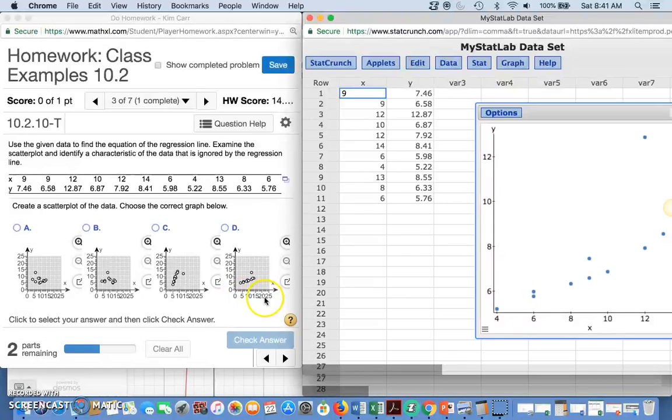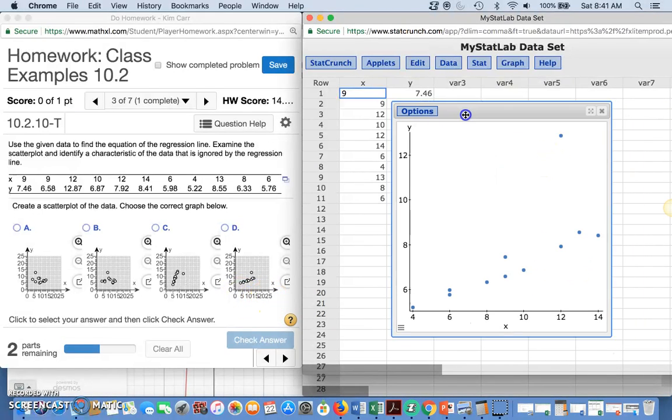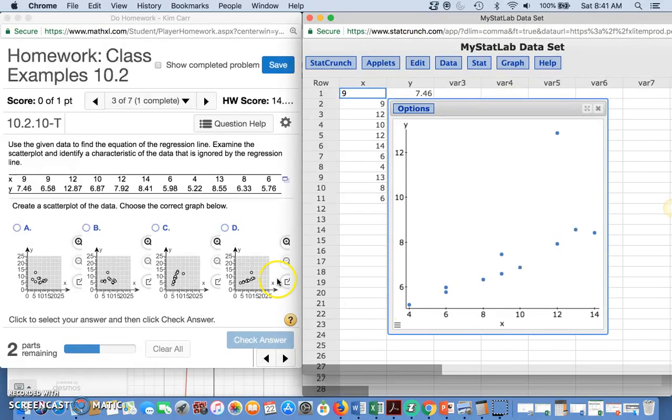Notice this graph goes a lot further than mine. Mine over here is only going kind of to 14. These look like they go a lot further, so just kind of cut off the right-hand side. This is confusing looking. This doesn't look like it. This doesn't look like it. This looks more like it.